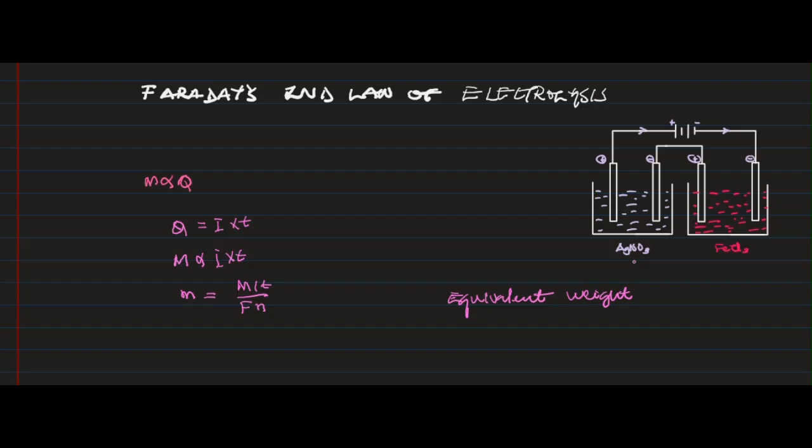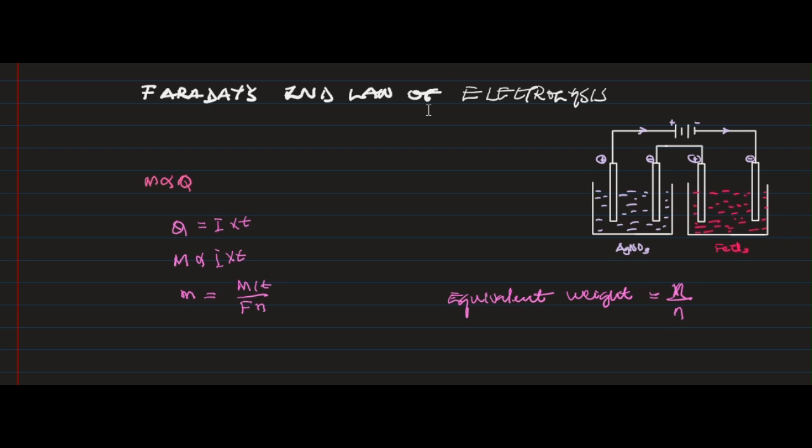What does it mean? The chemical equivalent or equivalent weight of a substance is the molar mass of that substance divided by the number of electrons involved in its half reaction. That is, we can express this as the molar mass, capital M, divided by the number of electrons involved in the half reaction. So that is the chemical equivalent.